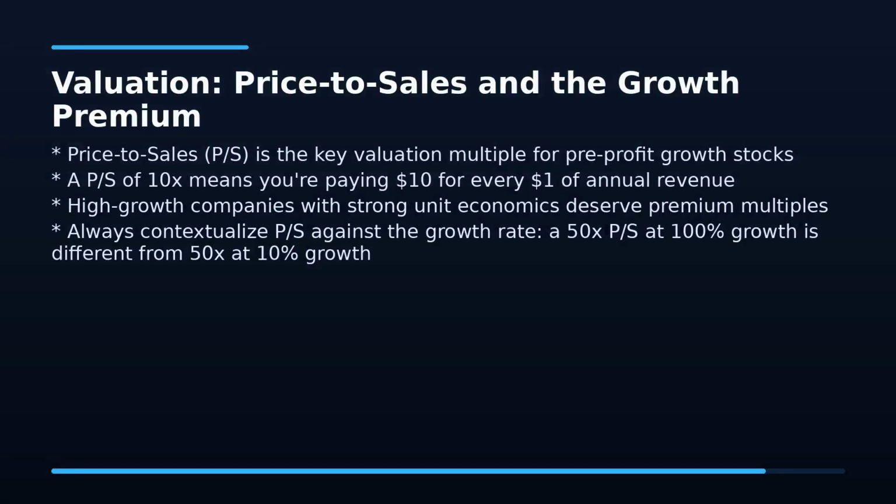For companies with no earnings, the price-to-sales ratio is the primary valuation tool. A software company growing at 50% annually might command a PS of 15-20x. The same multiple on a company growing at 10% would be dangerously expensive. The PEG-style adjustment, dividing PS by the growth rate, helps normalize valuations across different growth rates and is a useful starting point for comparison.